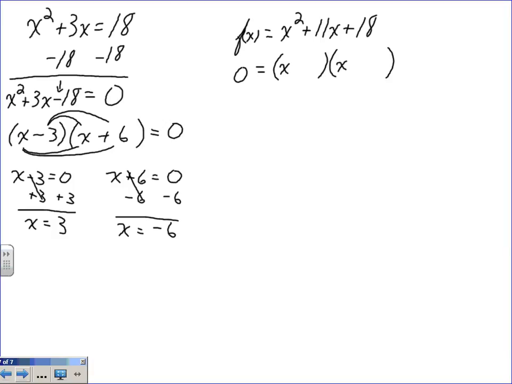Now look at my signs. They're both positive. That means I have a positive and a positive. And what two numbers multiplied together will give you 18, and I can get 11 out of those two numbers if I add them together. Well, it looks like 9 times 2 is 18. And 9 plus 2 is 11. So let's use 9 and 2.